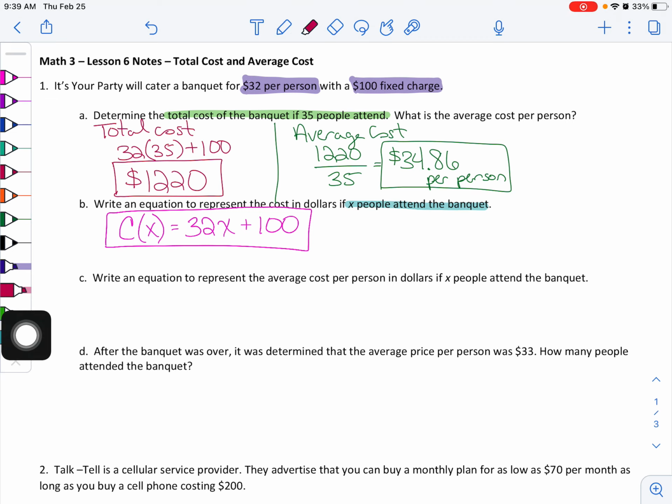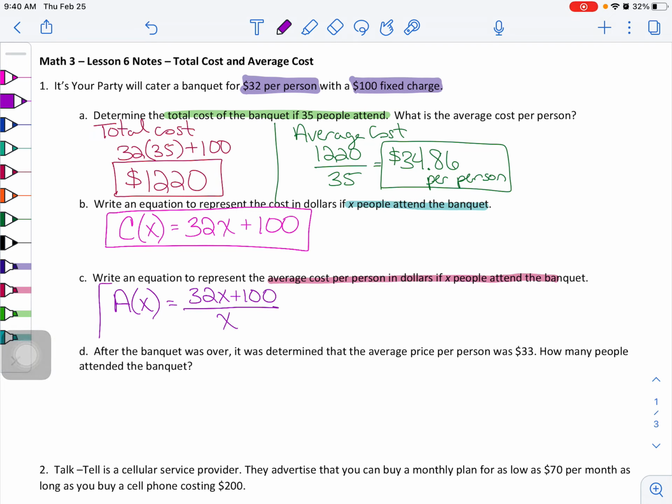So there's my equation. Now for part C, write an equation to represent the average cost per person if X people attend the banquet. Well, I already know the total cost from part B. This is how much it's going to cost for X people to attend. If I take this cost and divide it by X, I would get the average. So A of X, and I'm going to use A for average. The average cost for X people to attend would be (32X + 100) divided by X. So take your total cost for the banquet for X people and then divide by X people. That'll get you the average cost per person.